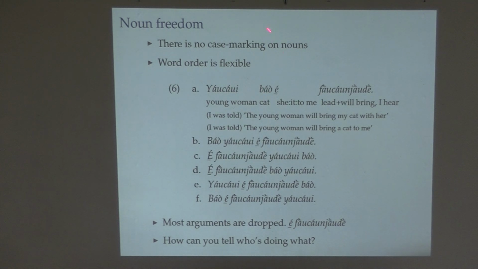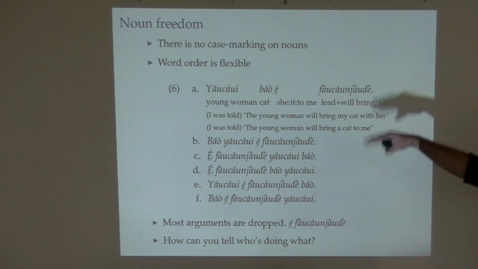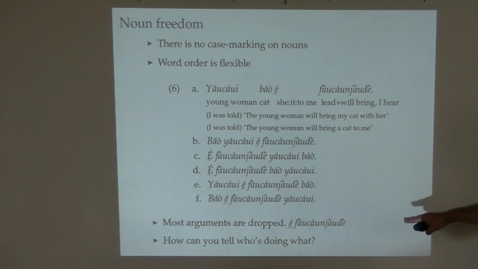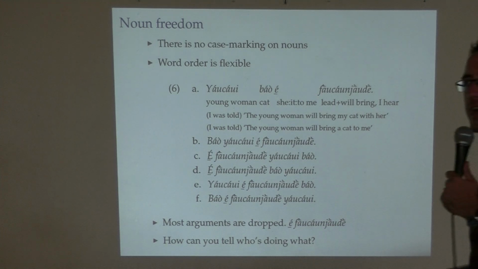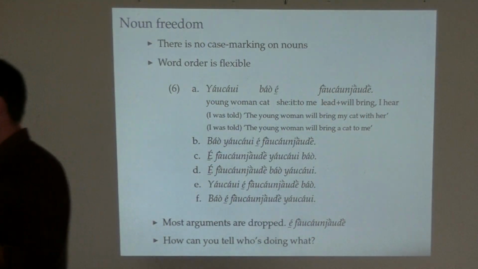speaking of nouns, there's no case marking, so those little endings like you get in Latin or Russian or German, there's none of that. However, the word order is flexible, so you could say the young woman will bring my cat with her. And you can flip those around any way you want, and it still means the same thing. Usually, though, Kiowas won't bother saying all of that, because you don't have to say the nouns. You can just say the verb. She'll bring it. So if there's no case marking and the flexible word order, then how do you know who's doing what? In English, we use word order. So the woman brought the cat is different from the cat brought the woman. Right? That's not the case in Kiowa.